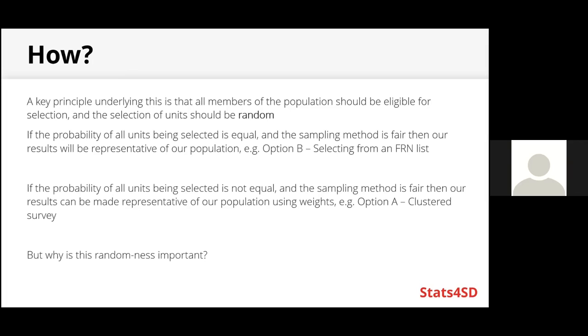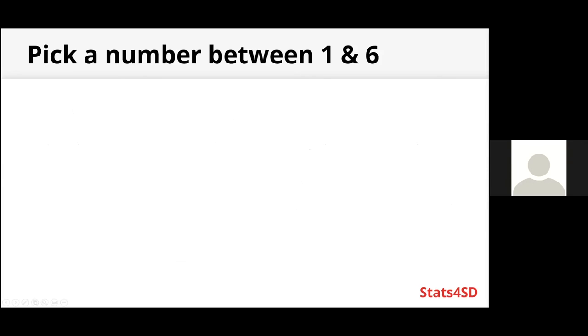Okay, so why is it so important that we do this process randomly? I am going to launch another poll if I can find the right button. This is a bit different to the previous question. I'm going to give everybody 30 seconds now to pick a number between 1 and 6.